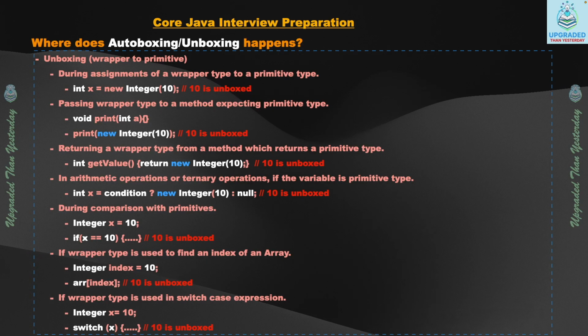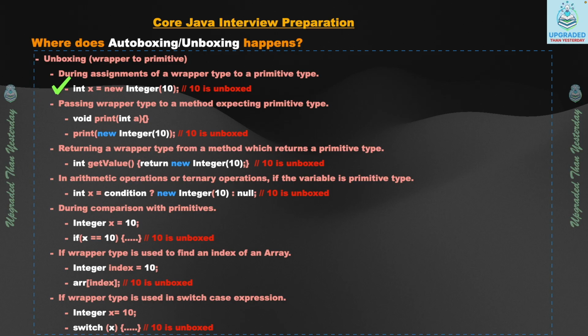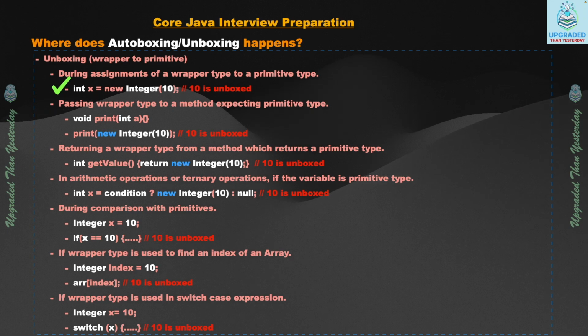Unboxing happens during the assignment of a wrapper type to a primitive type. For example, look at the code. The primitive int variable is assigned with a wrapper Integer object. This is allowed as unboxing of the value 10 will happen internally. Unboxing happens during passing a wrapper type to a method which is expecting a primitive type. For example, look at the code. Although the method print accepts primitive int type, it is allowed to call this method by passing a wrapper Integer object. Here the wrapper Integer value will get unboxed internally.